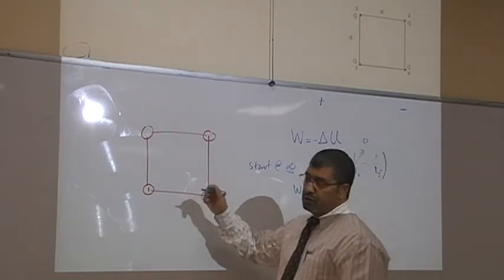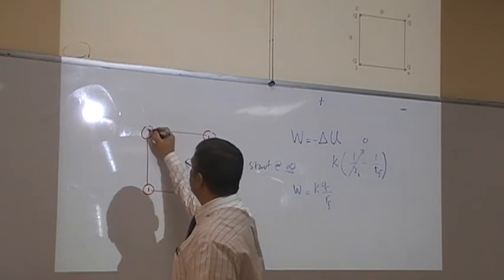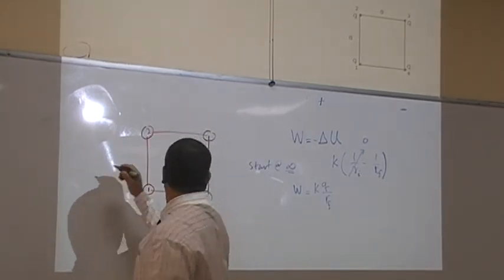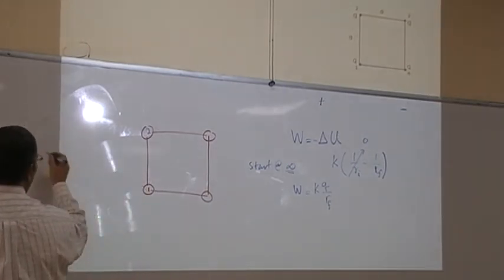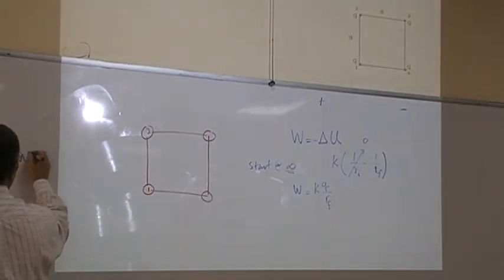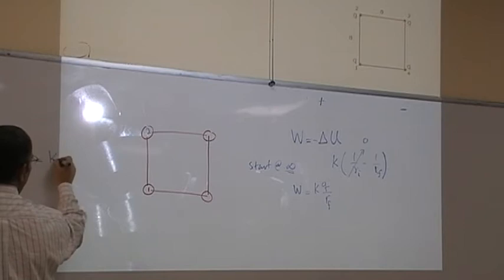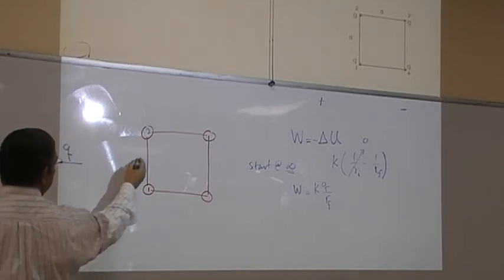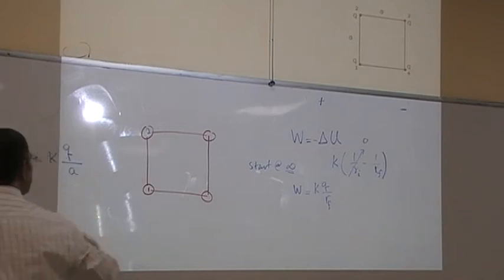So for charge number 2, I'll bring it from infinity and I place it here. Then my work will be equal to K, which is 1 over 4 pi epsilon, and Q, and the distance in this case is a. So that will be the work required.